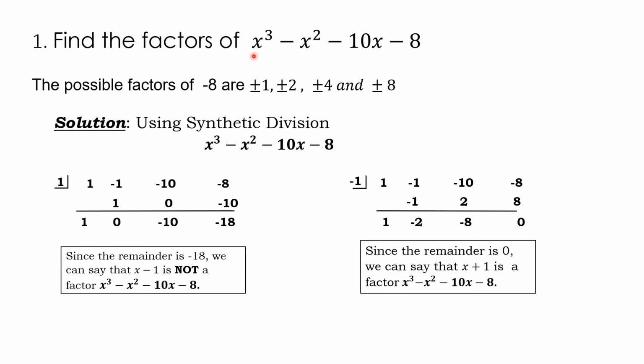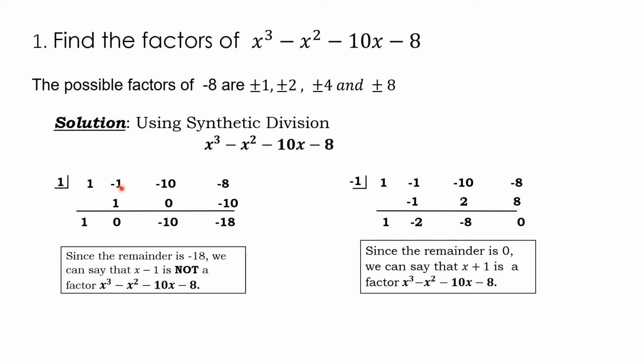Since our given is x cubed, so we have numerical coefficient of 1, and negative x squared, we have a numerical coefficient of negative 1, and negative 10x, we have a numerical coefficient of negative 10 and negative 8. So bring down 1 here. So here we have positive 1. So bring down 1. 1 times 1, that's 1.